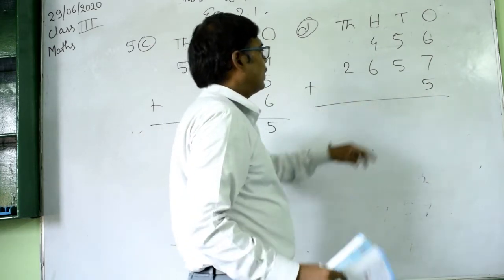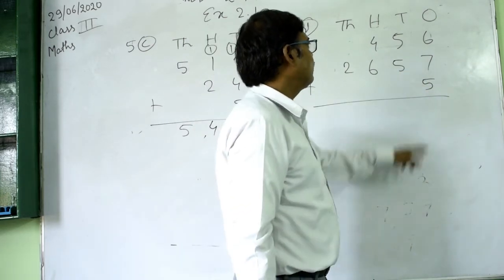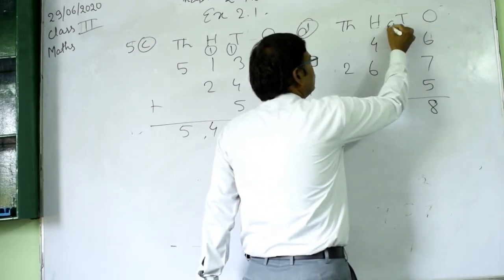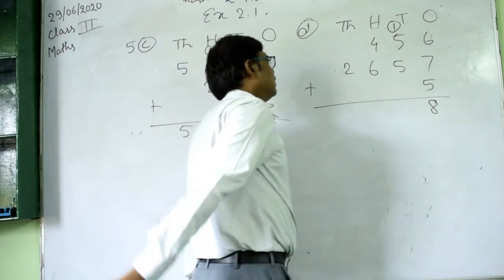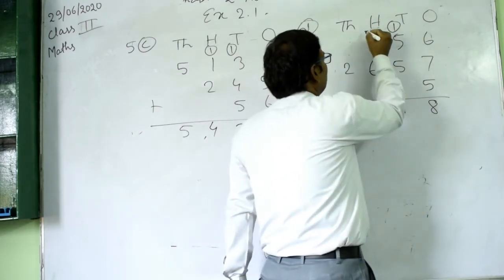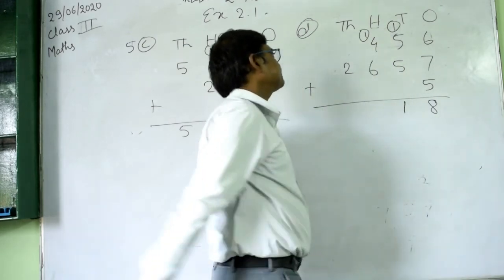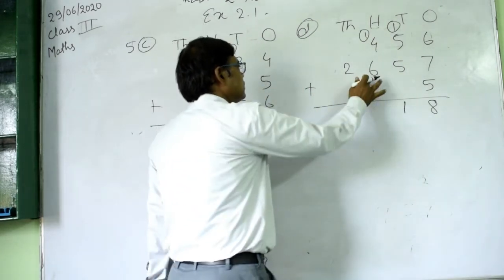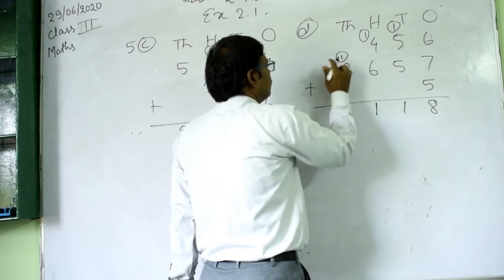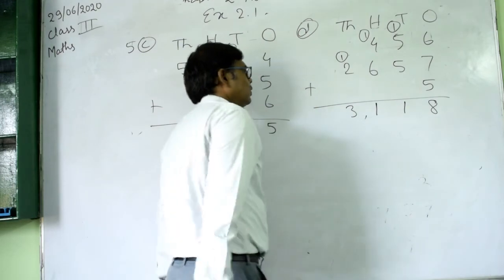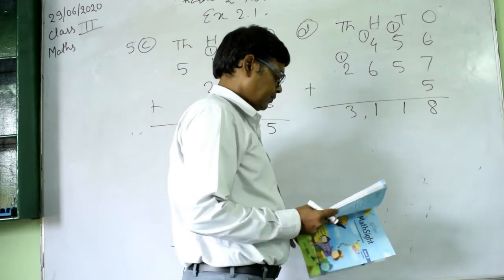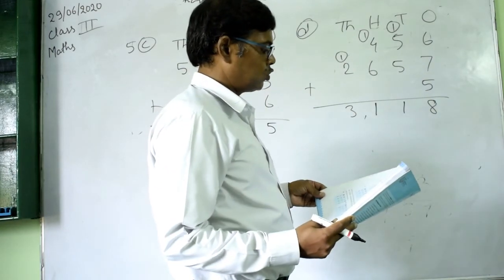So 5 plus 7 is 12 and 12 plus 6 is 18. Then write here 8 and then carry 1 to this place. 5 plus 1 is 6 and 6 plus 5 will be 11. So write here 1 and carry 1. So 4 plus 1 is 5 and 5 plus 6 is 11. Then write here 1 and then carry 1 to this place. So 2 plus 1 will be 3. So the answer is 3118. So this is the end of this exercise 2.1.